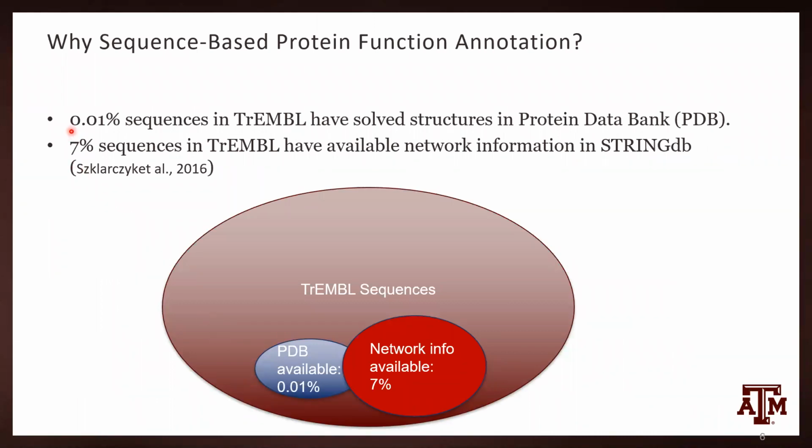However, as we know, only around 0.01% of sequences in TrEMBL have solved structures in the Protein Data Bank. Of course, if one considers homology models or even structure information such as domain, family, or motif, such a number can be much higher, but still a very low value. Moreover, only 70% of sequences in TrEMBL have available network information in STRING DB. That means there is still a large portion of sequences in TrEMBL that have only sequence-level information. So this is why we need sequence-based protein function annotation, which is also the focus of this study.